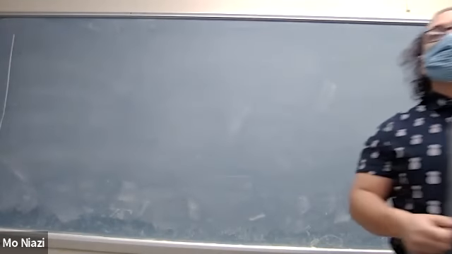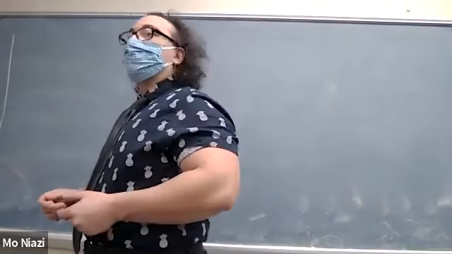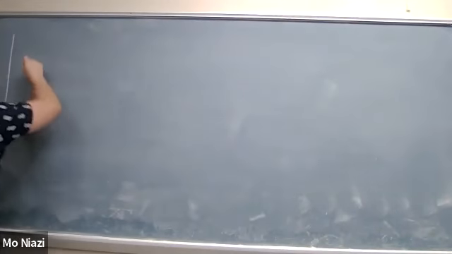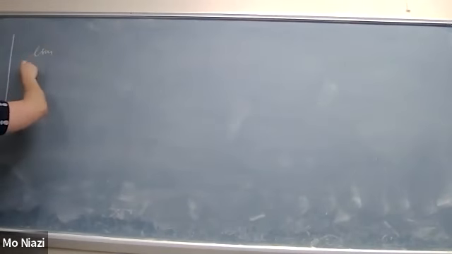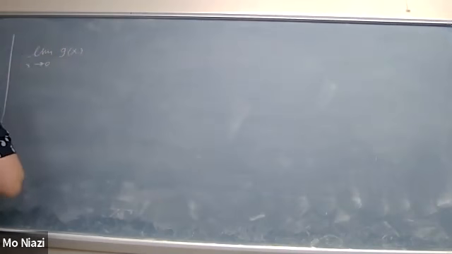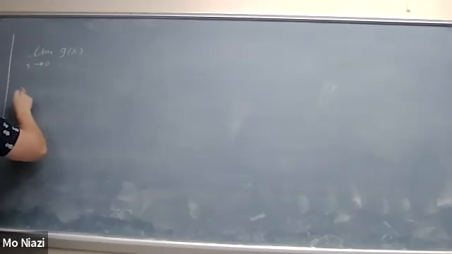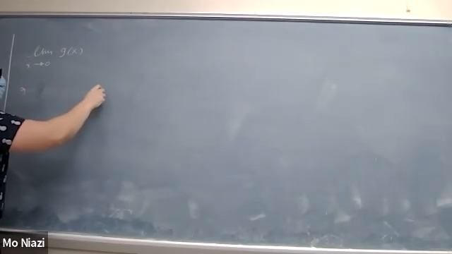So you need to get... this one says the limit as x approaches 0 of g of x, where x squared is less than or equal to g of x, less than or equal to 2x.